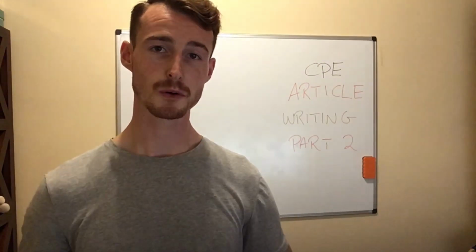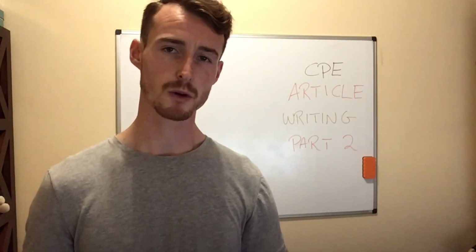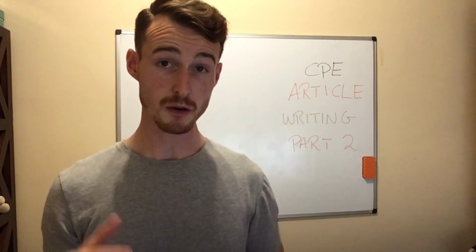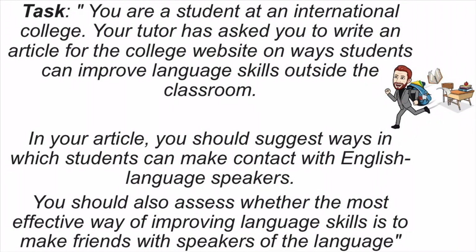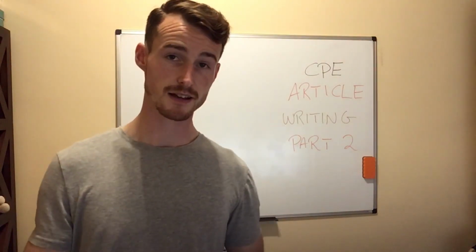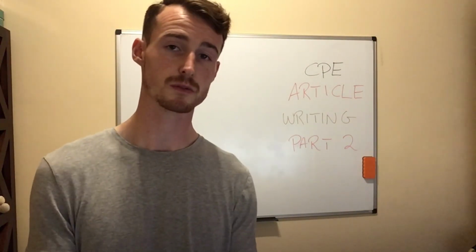Okay, so now that you know all of the nuts and bolts of an article, why not have a go yourself? We're going to talk about a structure that we could use when answering this article task. The task is, you are a student at an international college. Your tutor has asked you to write an article for the college website on ways students can improve language skills outside the classroom. In your article, you should suggest ways in which students can make contact with English language speakers. You should also assess whether the most effective way of improving language skills is to make friends with speakers of the language.